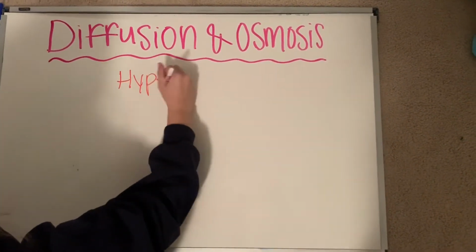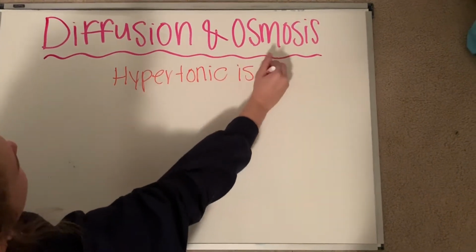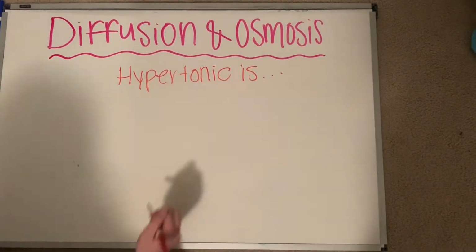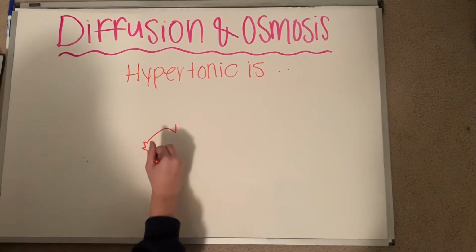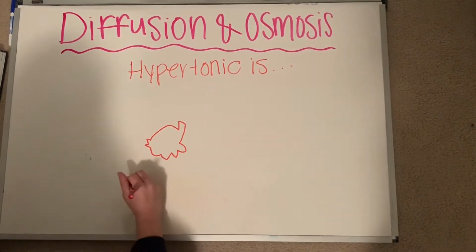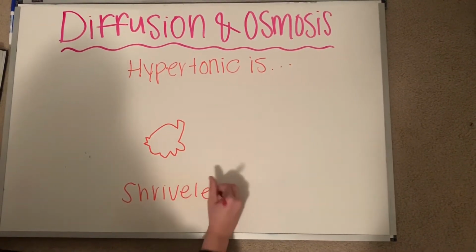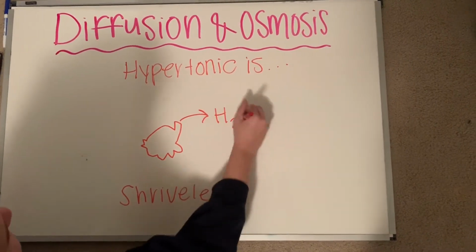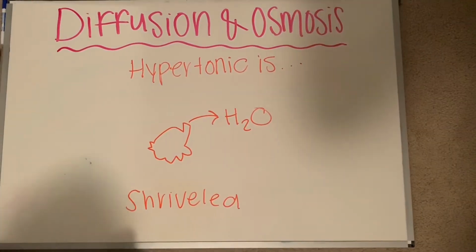The last solution is a hypertonic solution. This means that the concentration of the dissolved substances is higher than the concentration within the cell. This means that more water is outside of the cell, causing the cell to shrink, or in more scientific terms, causing it to shrivel.